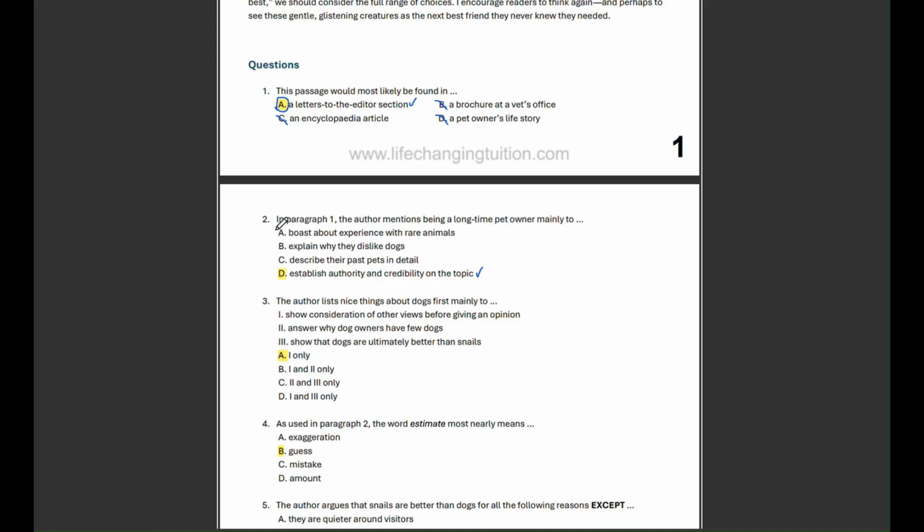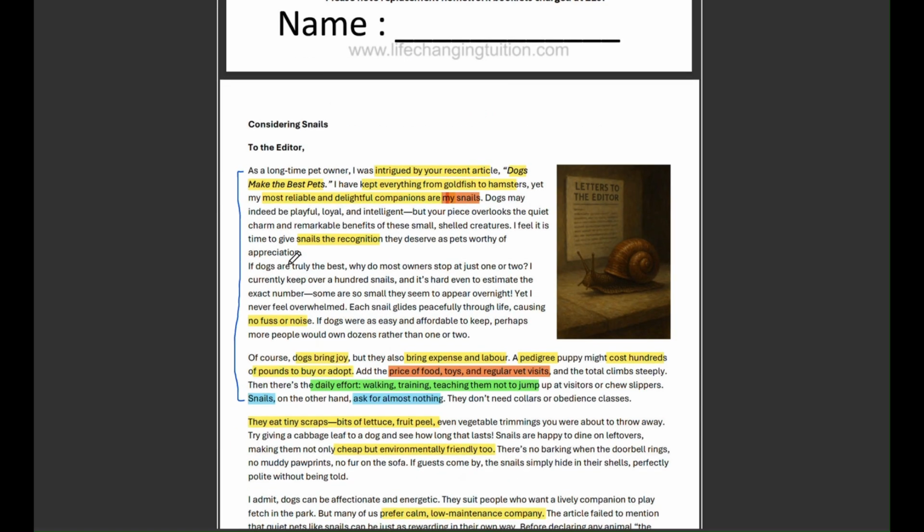Why others are wrong. A exaggerates intent. B is untrue. The writer doesn't say they dislike dogs. C would give lots of detail, but the mention is brief. The formula is author purpose. Reason for background info equals build credibility, or ethos.